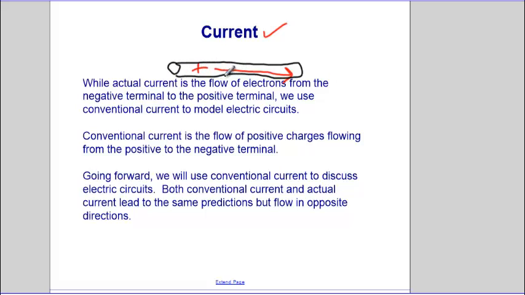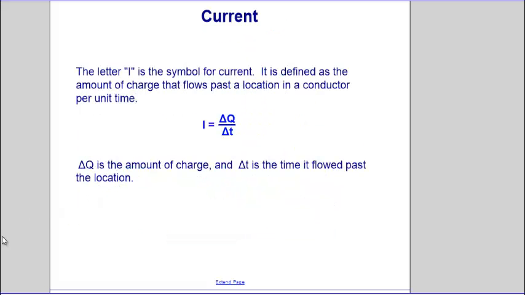The movement of positive charge within that wire past some point in space, maybe past some line, is the definition of current. So while the actual current is the flow of electrons from the negative terminal to the positive terminal, we use the convention current to model electric circuits. Again, that's positive charge moving. Conventional current is the flow of positive charges flowing from the positive to the negative terminal. And going forward, we'll use the conventional current when we discuss electric circuits. And it's the opposite of the actual flow of charge, or the opposite of the flow of electrons.